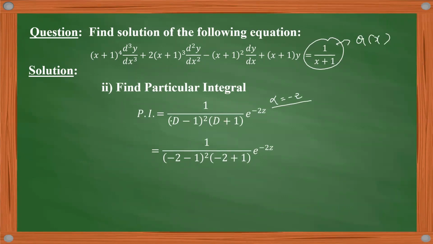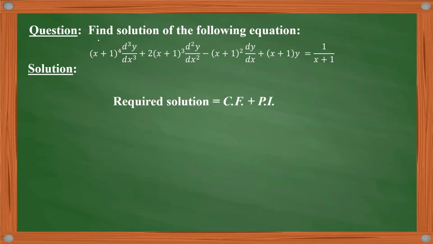So we will replace this D by minus 2, but we need to make sure that this denominator part is non-zero, and in this case it is non-zero. So our particular integral will be minus 1 upon 9 into e^(-2z). And now we will replace this e^z by x. So our final particular integral will be minus 1 by 9 into (1 + x)^(-2). We have replaced this e^z by 1 + x, that is our variable coefficient.